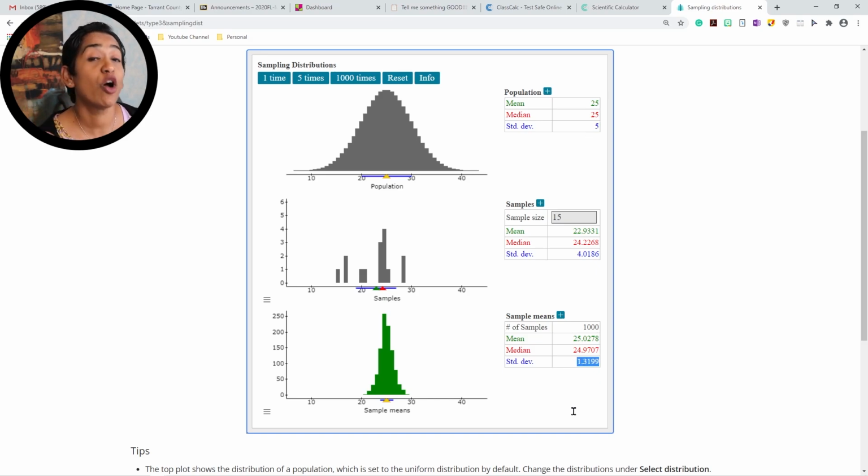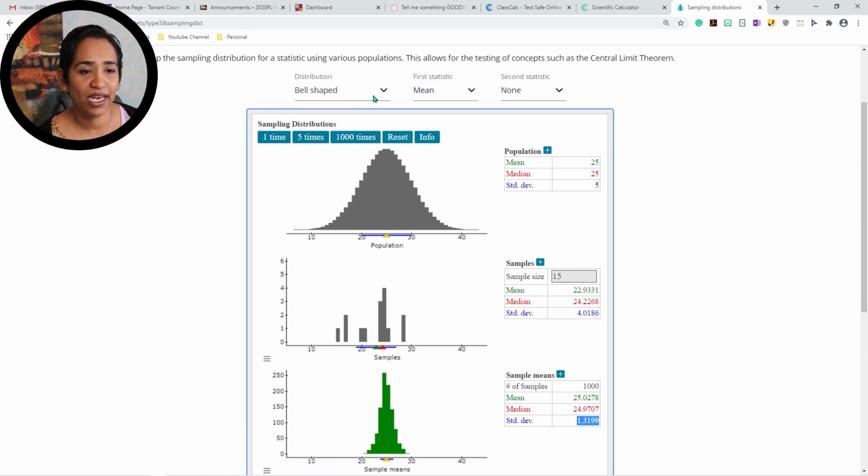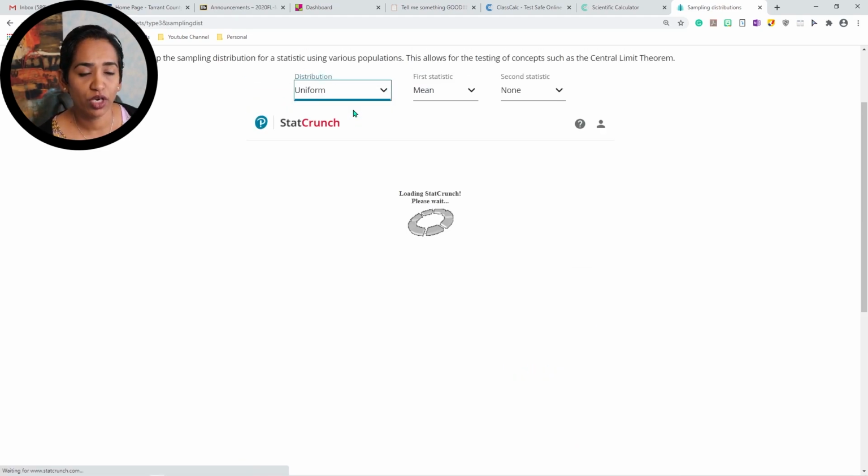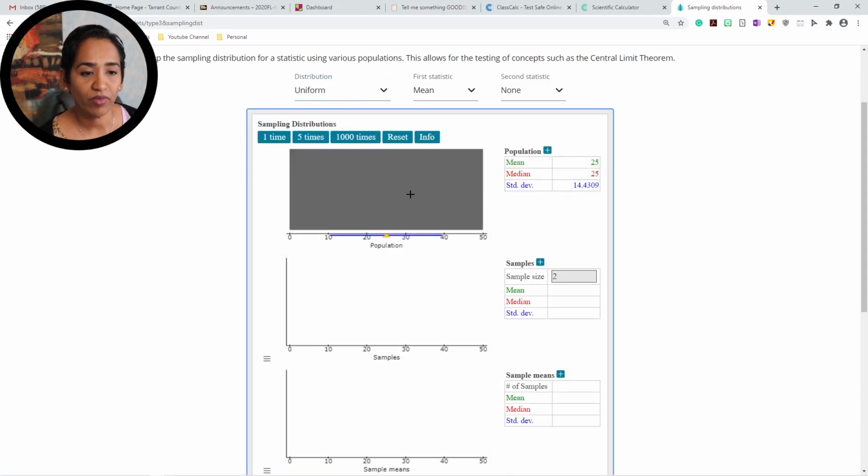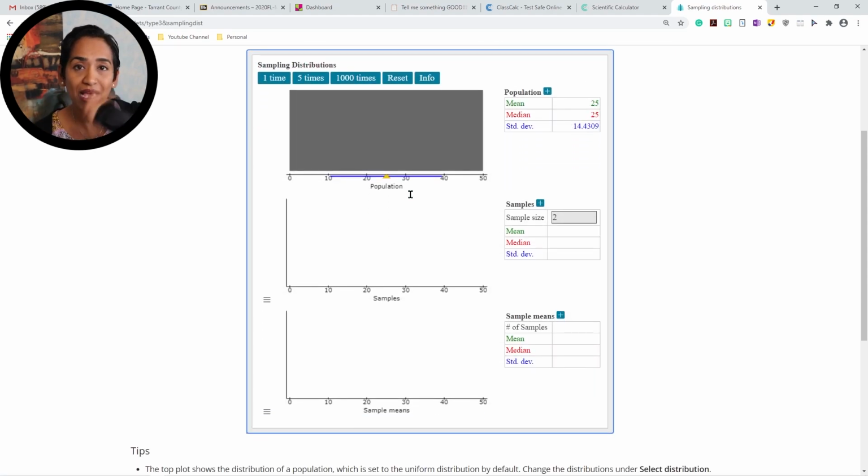So there is a formula for that. Again, let me show you one more. Uniform distribution. What is happening? I'm taking a sample 1,000 times, calculating the means of all those 1,000 samples, and I'm going to prove that the mean of the means is the same as the mean of the population.